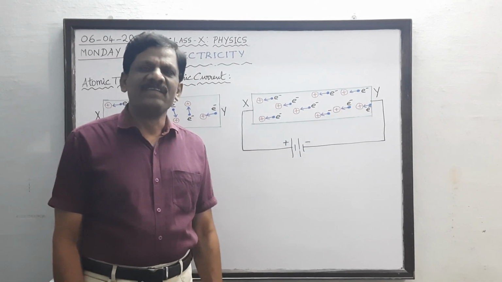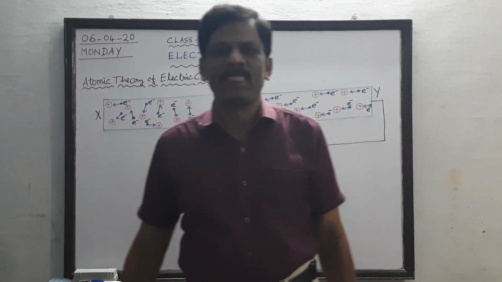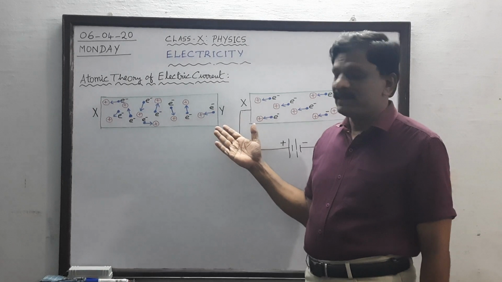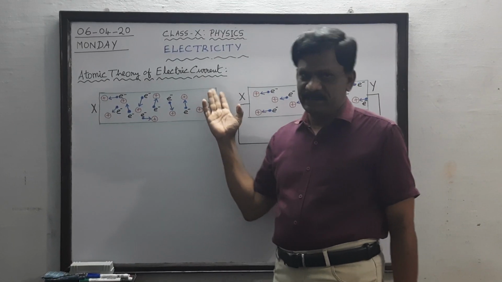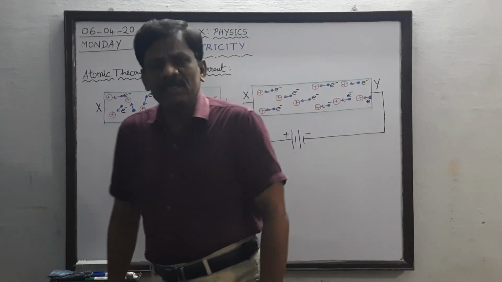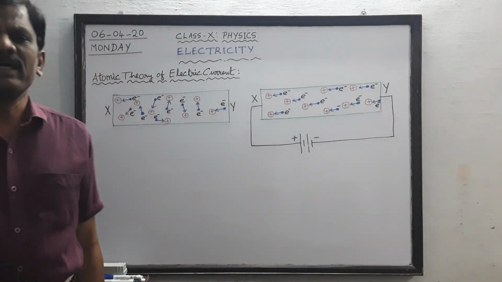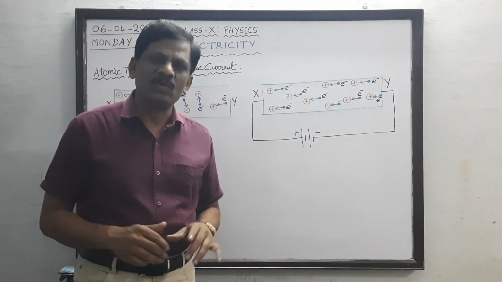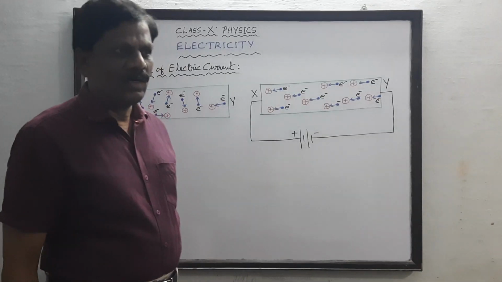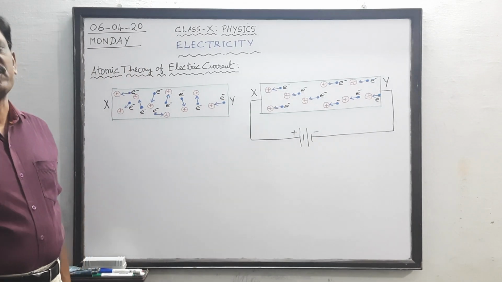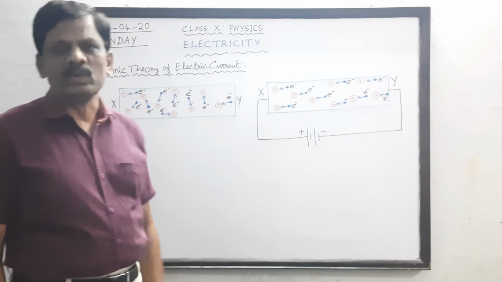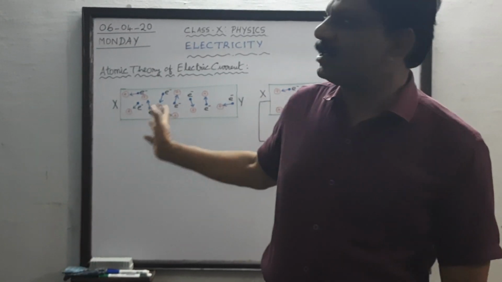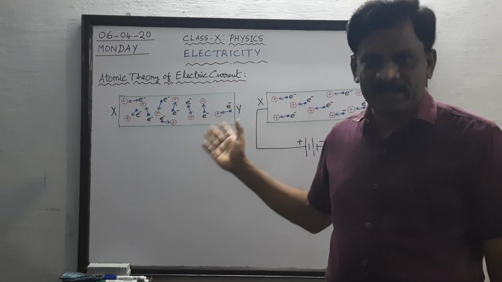Yesterday, we defined what electricity is. Today, we are going to learn what is the atomic theory of electric current. We just stated that electric current means the flow of charges through a conductor. What type of charges flow through the conductor is explained today in the topic atomic theory of electric current.